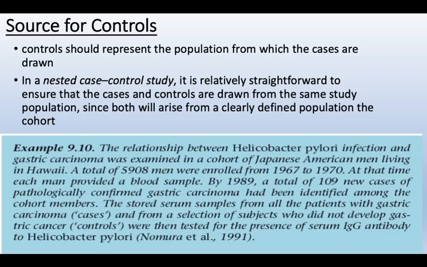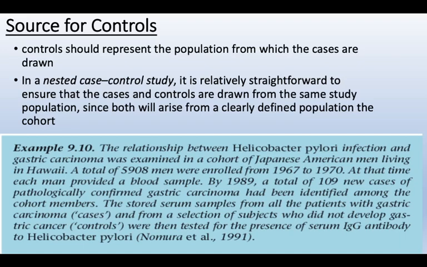So let's say the relationship between H. pylori infection and gastric carcinoma was examined among Japanese American men living in Hawaii. A total of 5,000 individuals were enrolled. At that time, each individual provided a blood sample. By 1989, a total of 109 cases of pathologically confirmed gastric carcinoma had been identified.